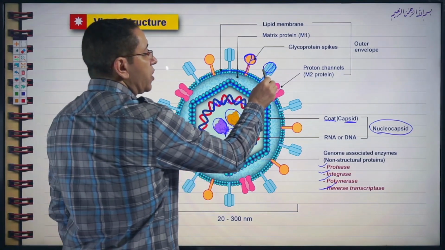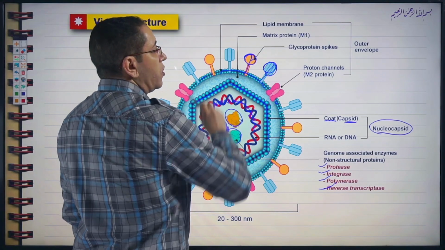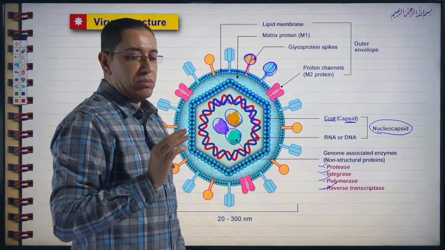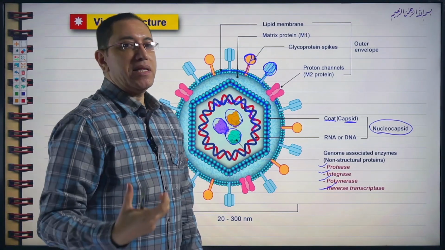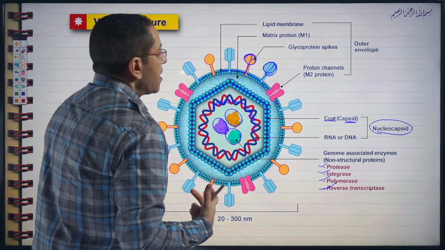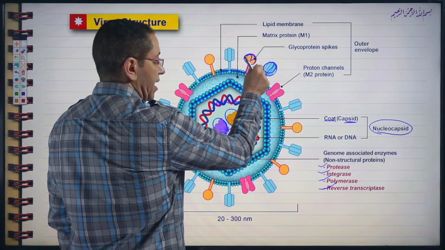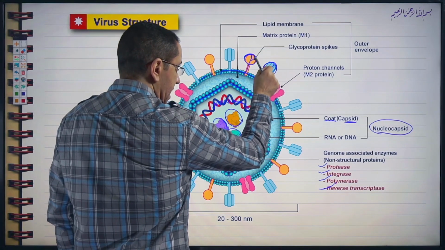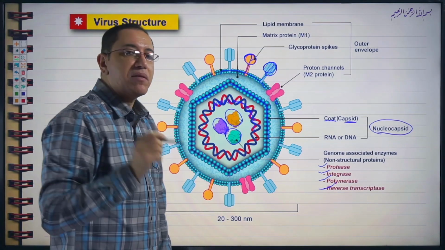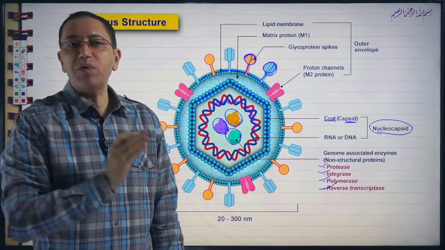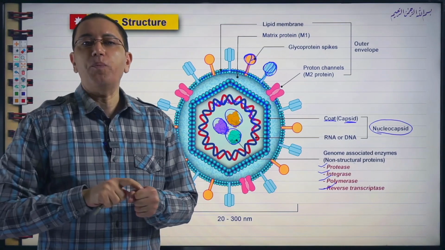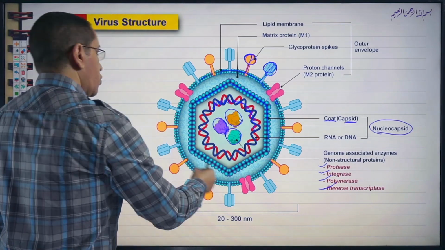These glycoprotein spikes differ according to the viruses. They are not the same. They don't have the same structure in all viruses. That's why it's according to the type of the glycoproteins. These glycoproteins, these spikes, are the ones determining which type of the cells in your body is invaded by the virus: the cells with its receptor.